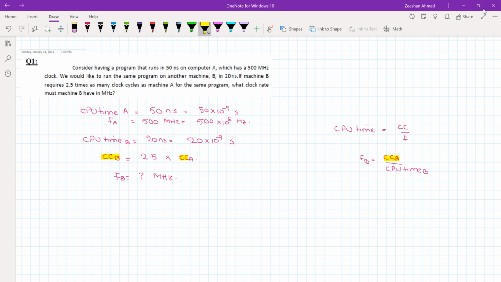Basically we need to find out what is the cycle count of B here, using this formula. To find this one, we need the cycle count of A here. So to find cycle count of A, we will be using the same formula which I have provided here.